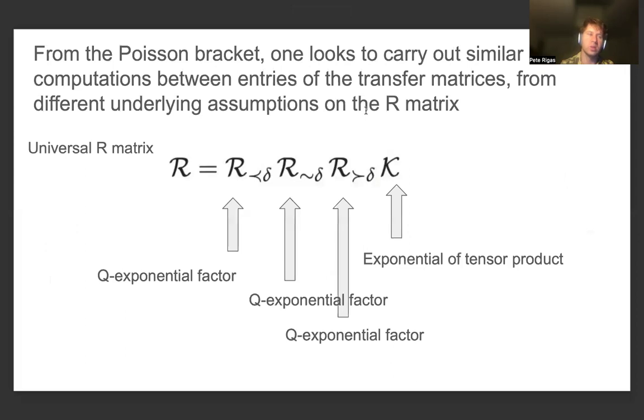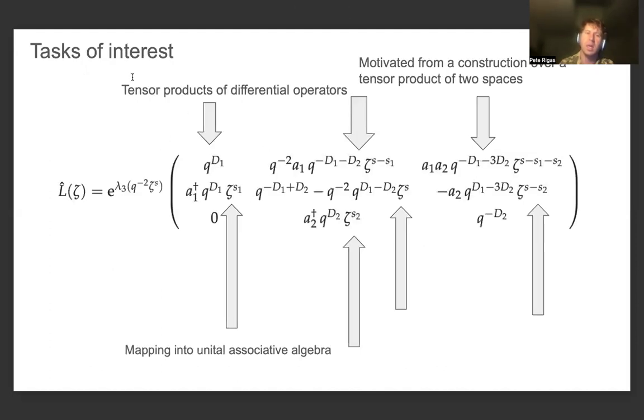And so like we had mentioned, from the Poisson bracket, one looks to carry out similar computations between entries of the transfer matrix from different underlying assumptions on the R matrix, namely the fact that now the R matrix is a universal R matrix. We drew the attention of the viewer to the fact that there is a K matrix as well as 3 other R matrix factors, which are given by these names, either q-exponential factors or the last K matrix, which is an exponential of a tensor product.